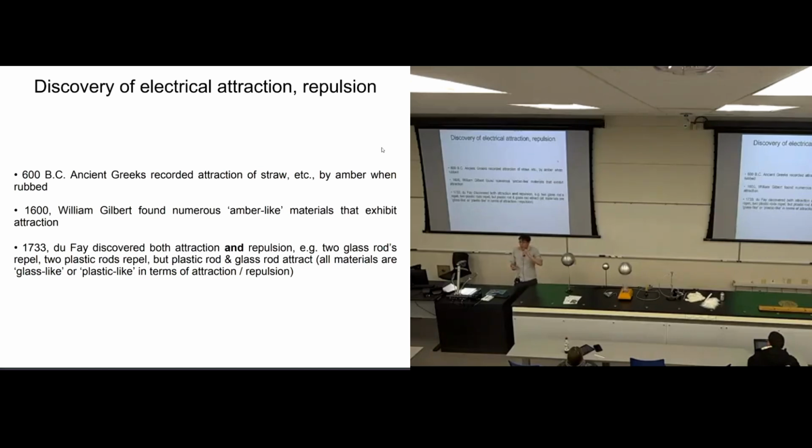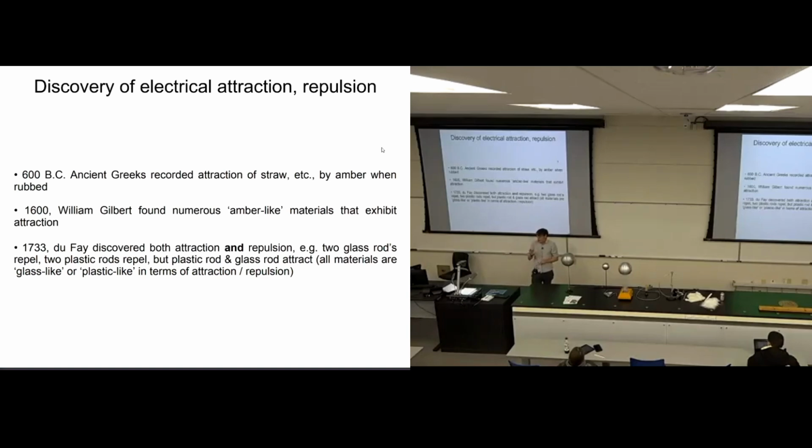If you rub that material with your shirt or whatever, it will then attract small objects, like it'll attract your hair, or if you sleep on a straw bed, right? It'll attract the straw or the straw bed. So it will attract light objects. And that was what was recorded by the ancient Greeks.